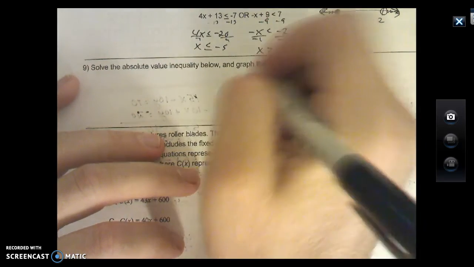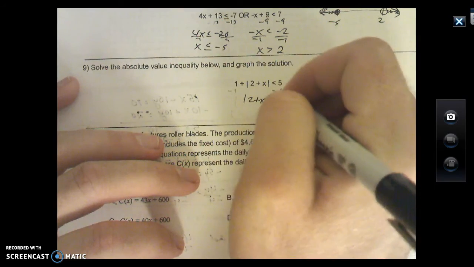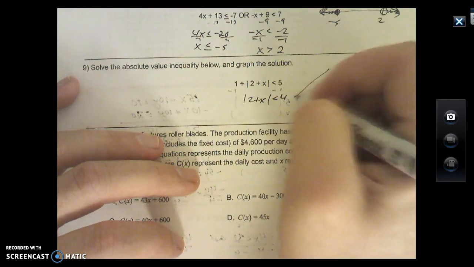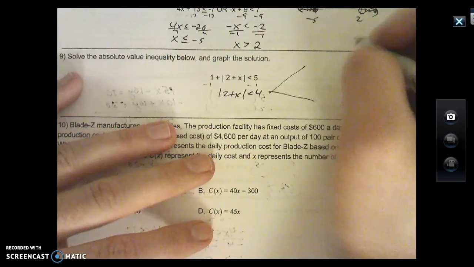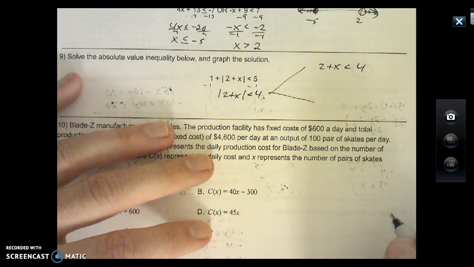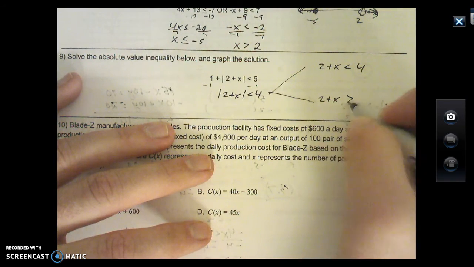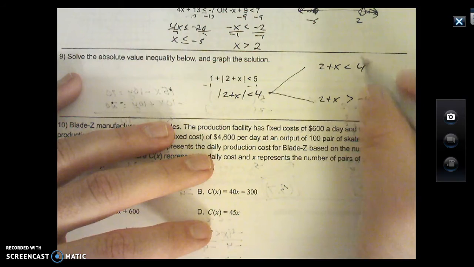Get the absolute value by itself. Subtract 1, subtract 1. 2 plus x is less than 4. Now, I need to make two inequalities up. The first one is exactly as you see it. Okay? The second one is the same thing first, but then I flip the inequality sign and flip the sign for my number at the end.